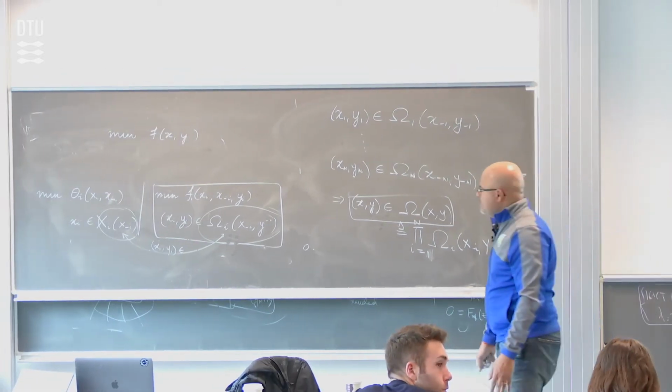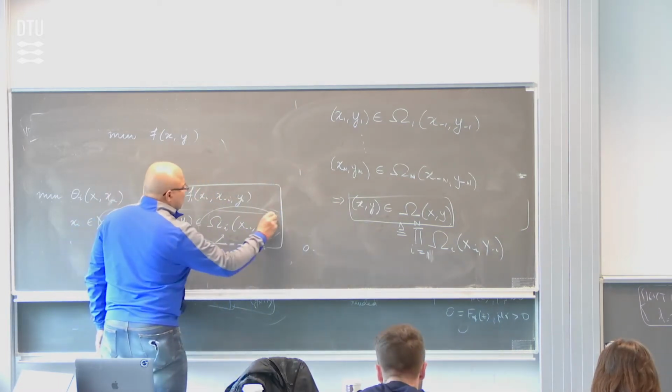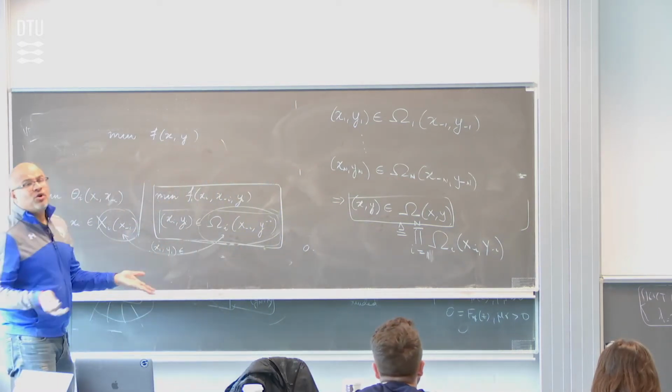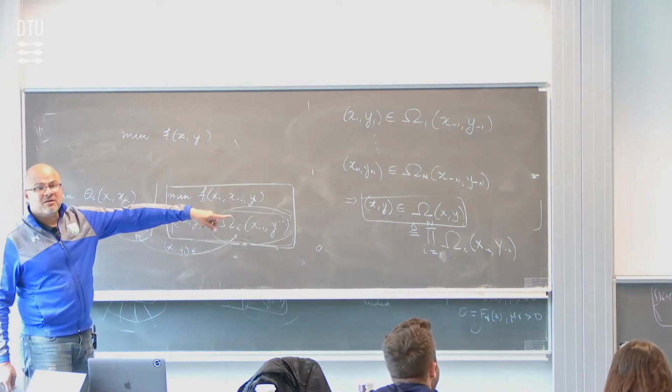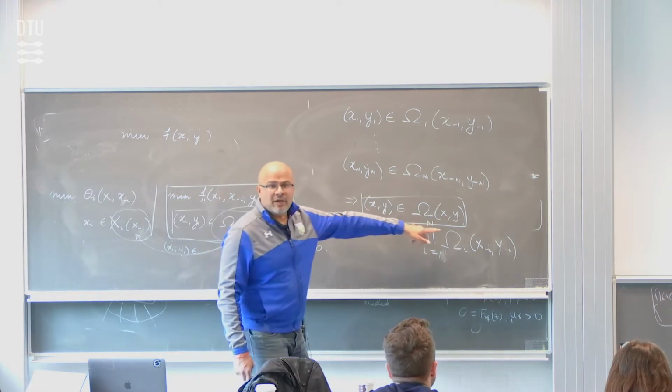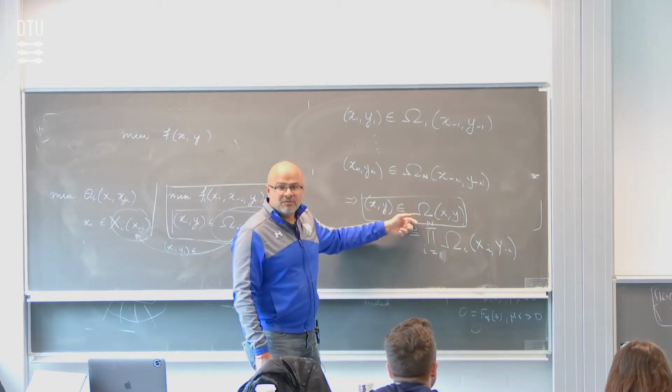So what I said was, first of all, do you agree that the only points you need to look at when you look for Nash equilibria are fixed points of omega of x, y, because if you're at equilibrium these have to hold.